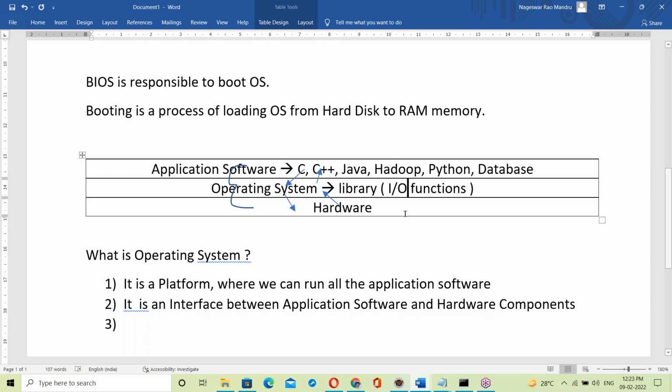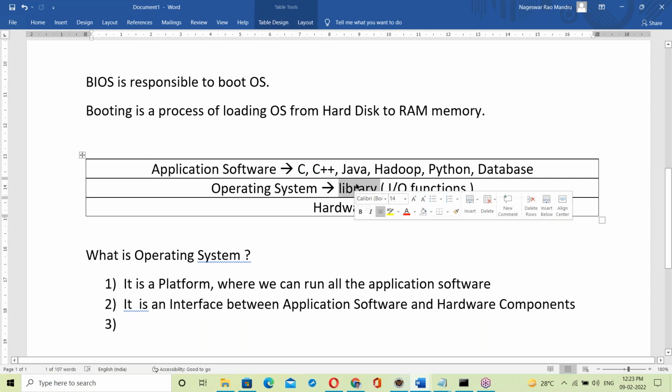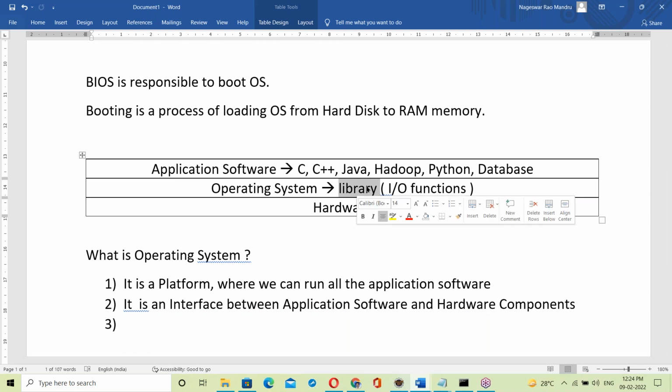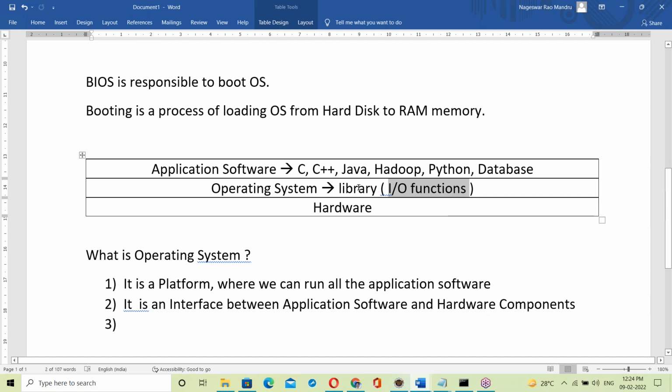In every OS there is a library: Windows library, Linux library, Unix library. This is an important point. Try to understand it; from the Java perspective it is very, very important. That library is a collection of input output functions.